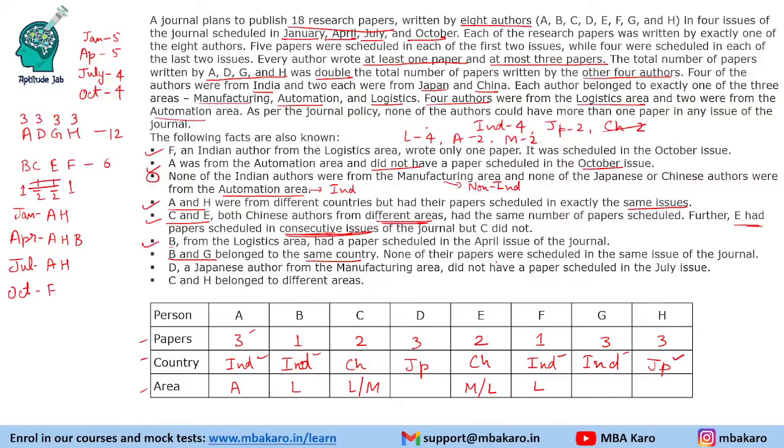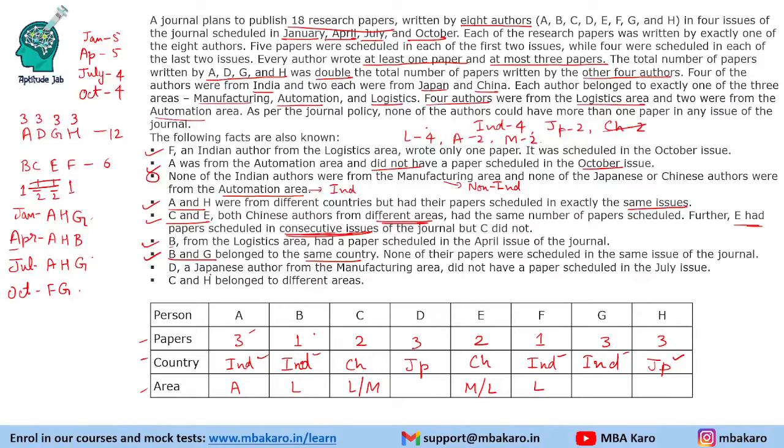None of their papers were scheduled in the same issue of the journal. Okay. So B and G have papers in different issues. Now we know B has a paper scheduled in April. That means G will have a paper in non-April. That is January, July and October. So this piece of information is also done.